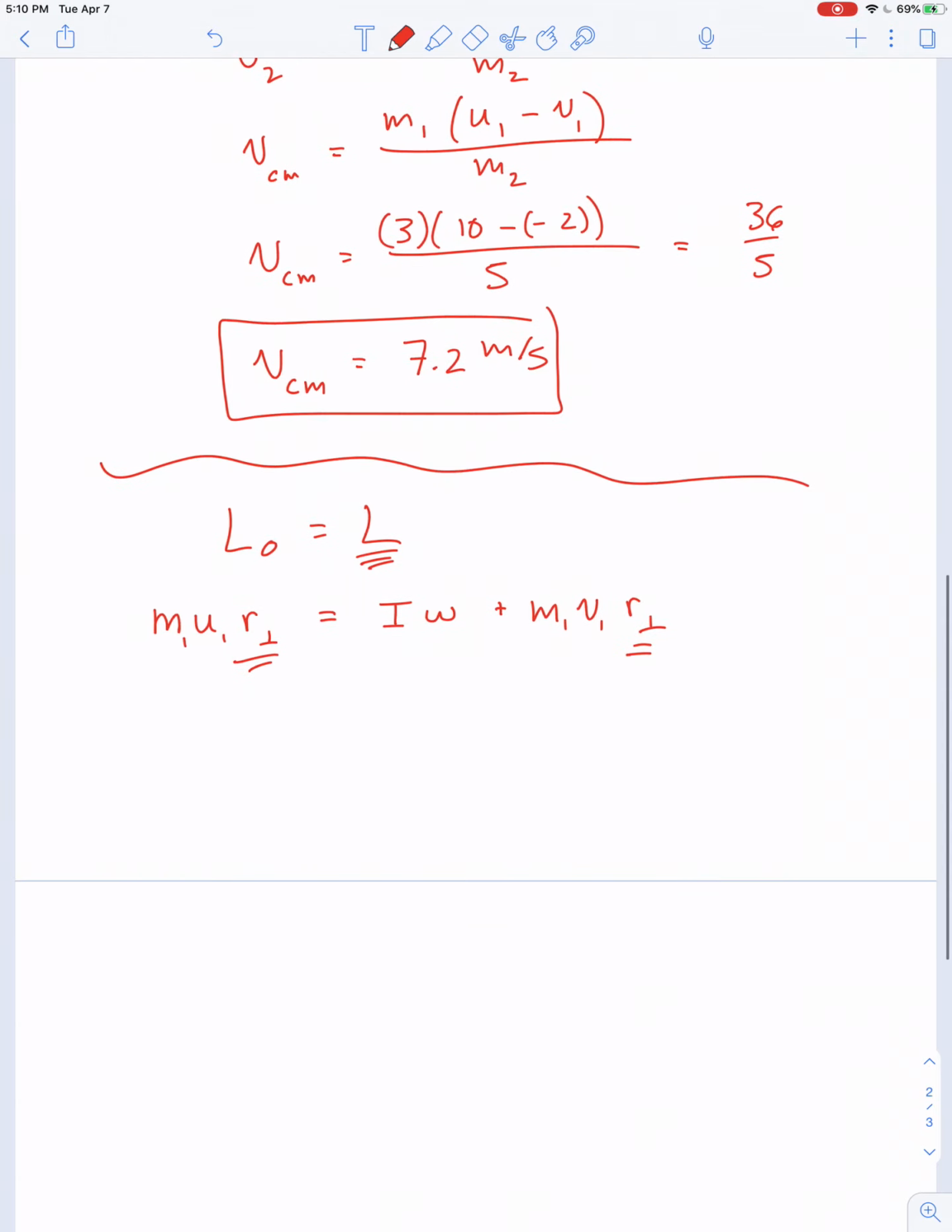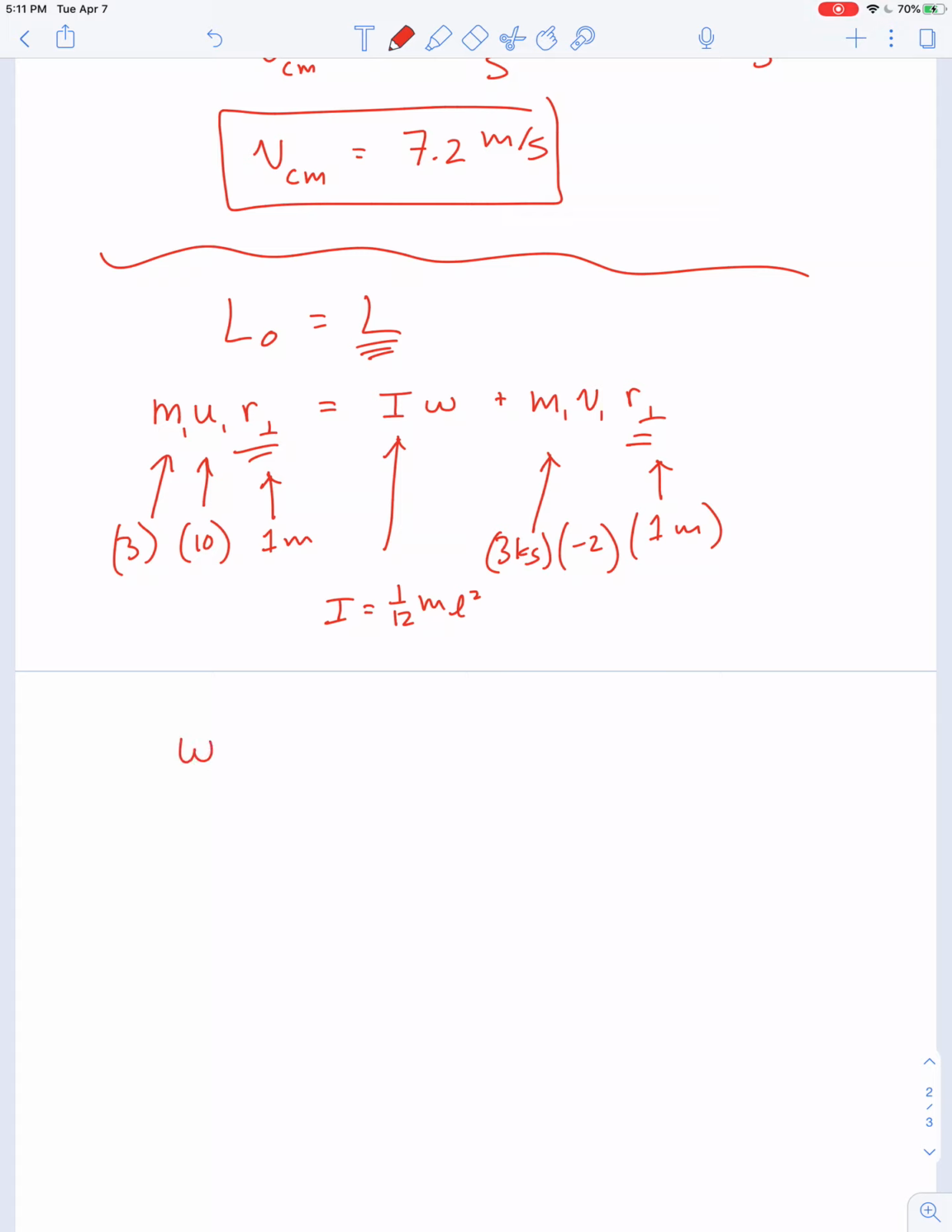m1 is 3 kilograms. u1 is 10 meters per second. m1 is 3 kilograms, v1 is negative 2 meters per second. Okay, so what's I? This is a rod rotated about its center, so I is equal to 1/12 ML squared. All right, let's rearrange the equation.